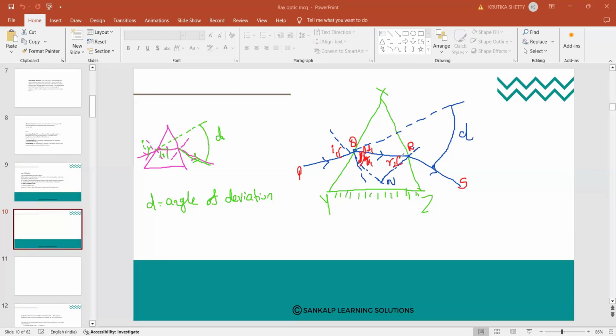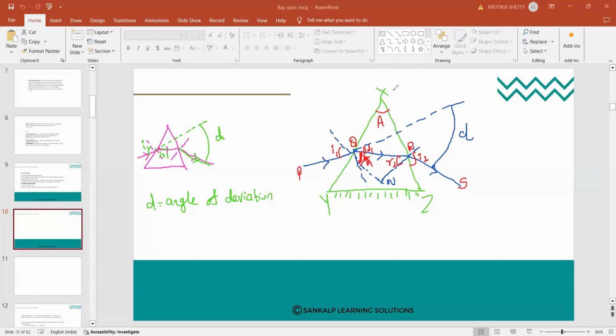So this N is the normal. Here this is our angle I2. Okay. So now this is the angle of prism A.